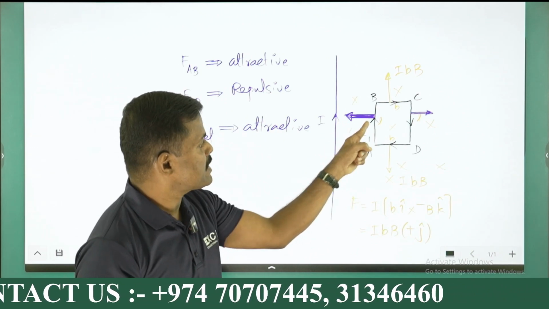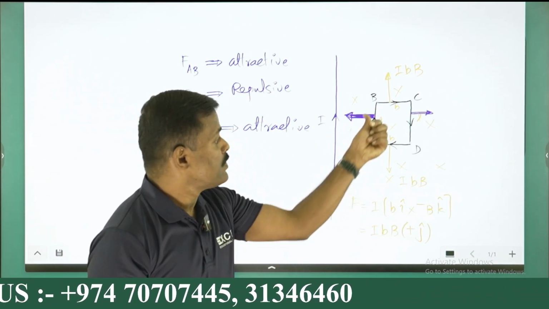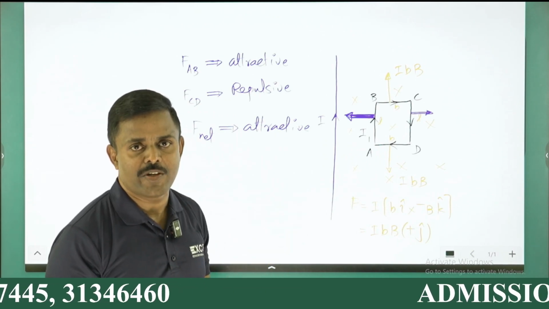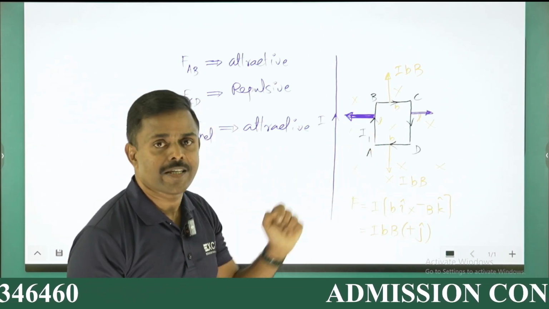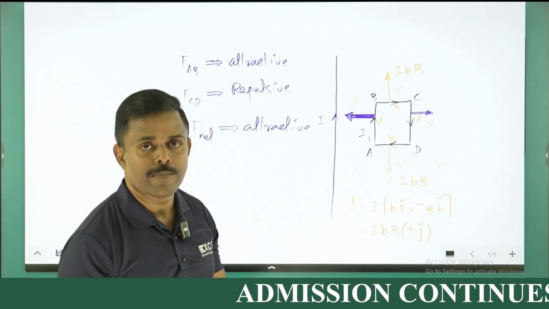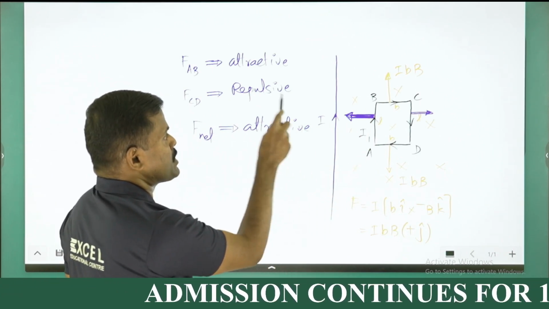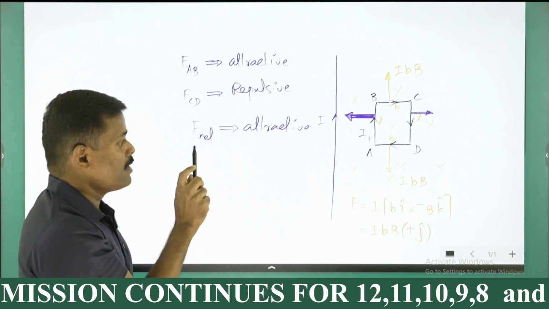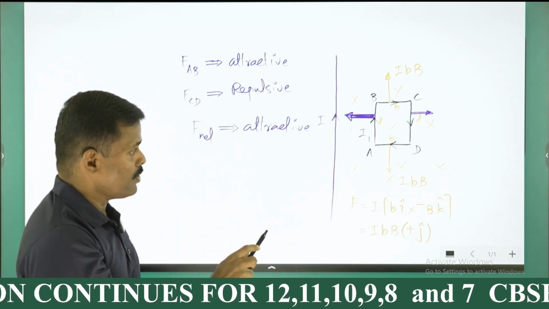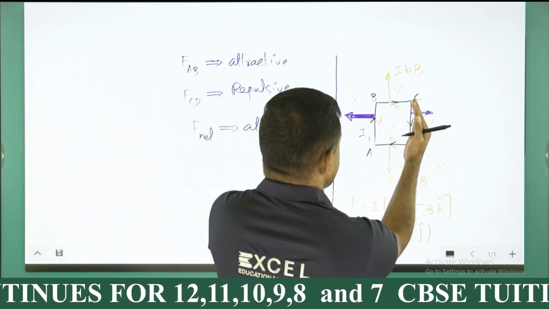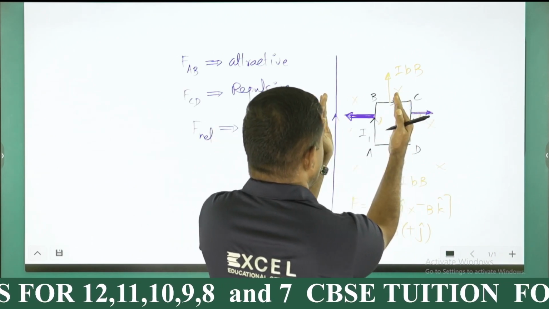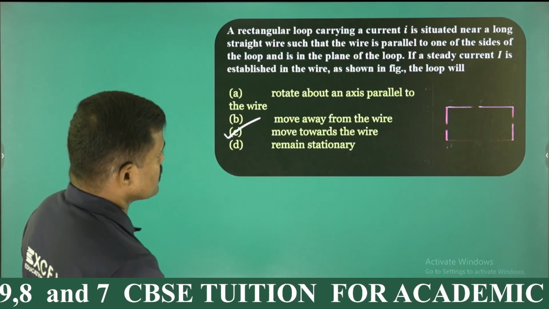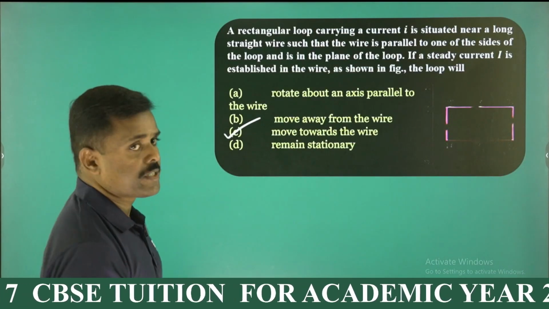But the stronger force is attractive. Why? Because this conductor is closer to the wire which produces the magnetic field. So this wire is sitting in a stronger magnetic field than the other one. So the attractive force is stronger this time. When you take the net, the effective force will be attractive. So the loop will move towards the conductor, towards the wire. The answer is option C.